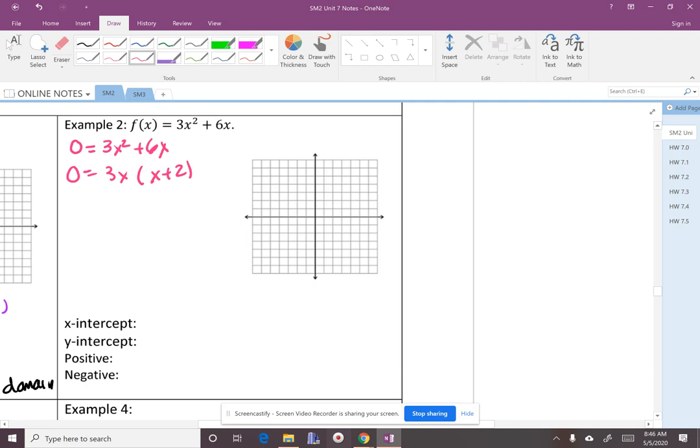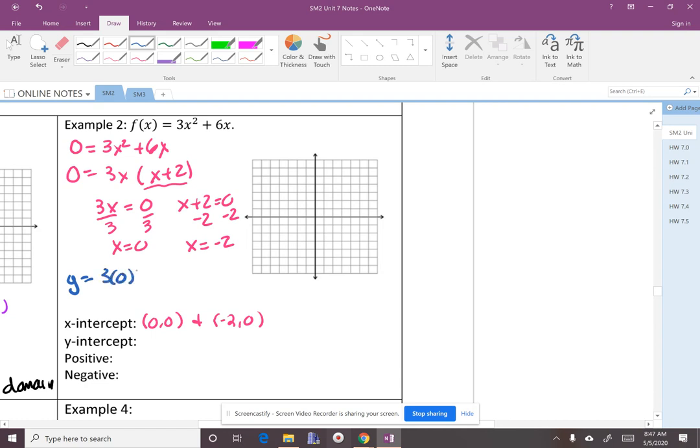This is already factored. I can't factor this inside anymore. So I take each factor and set it equal to 0. I get x equals 0. I get x equals negative 2. So my x-intercepts are at 0, 0, and negative 2, 0. Okay. My y-intercept is when I plug 0 in for x. And I get 0. So that's at 0, 0. Okay.